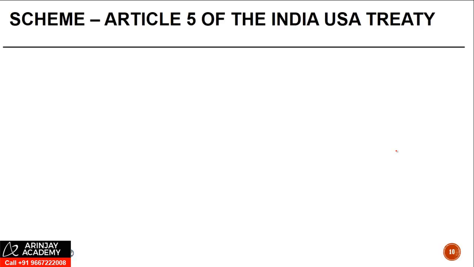Let us look at how Article 5 of the India-USA Treaty is structured. In most of the treaties, you are going to find the same structure across. But there would be certain changes wherein some of these things may or may not be present in a treaty, while in others they may be present, as well as some of the things may be additionally available. So a typical Article 5 would look something like this.